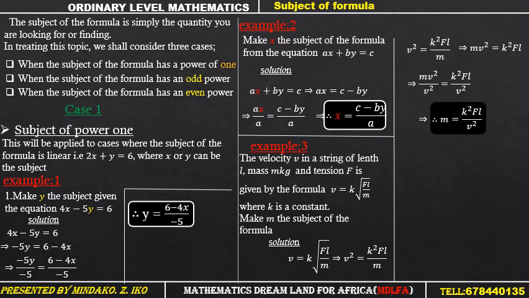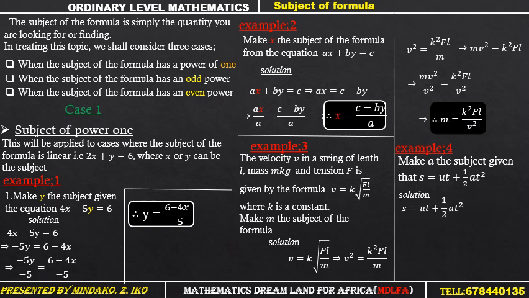Okay, let's look at our example 4. Make a the subject, given that s equals ut plus half at squared. Those of you doing physics, this formula comes from the equations of motion. These are one of the formulas. So let's make a the subject of the formula given that equation.